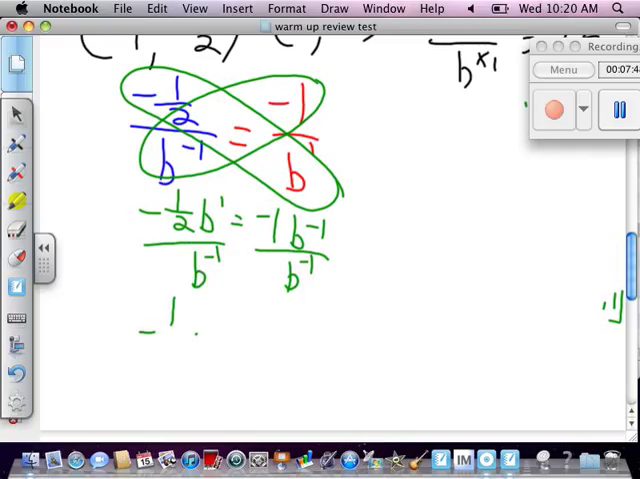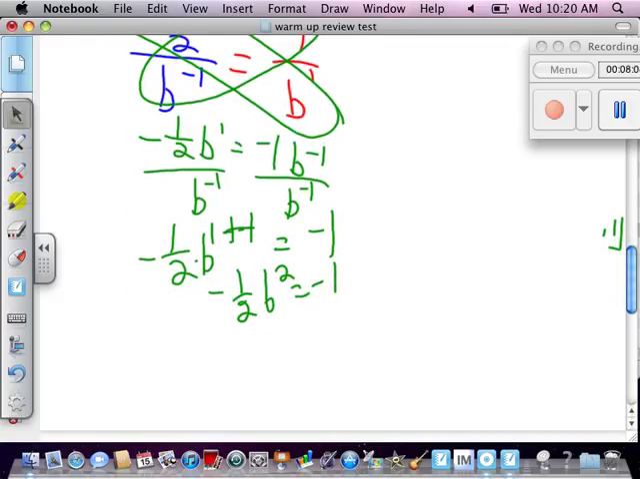Remember that gives us -1/2 b to the first minus the negative 1, so it becomes plus, equals -1. So that's -1/2 b squared equals -1. Now I'm going to divide by -1/2. And I'm going to get b squared equals 2. What's that? 1 plus 1? Yes, 1 plus 1. These cancel. That's what we'll have. Now what do I do when I have b squared? I'm going to square root.